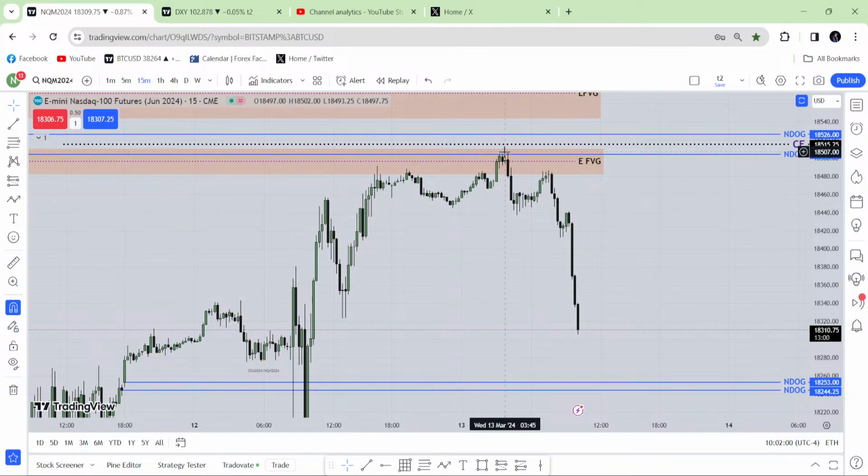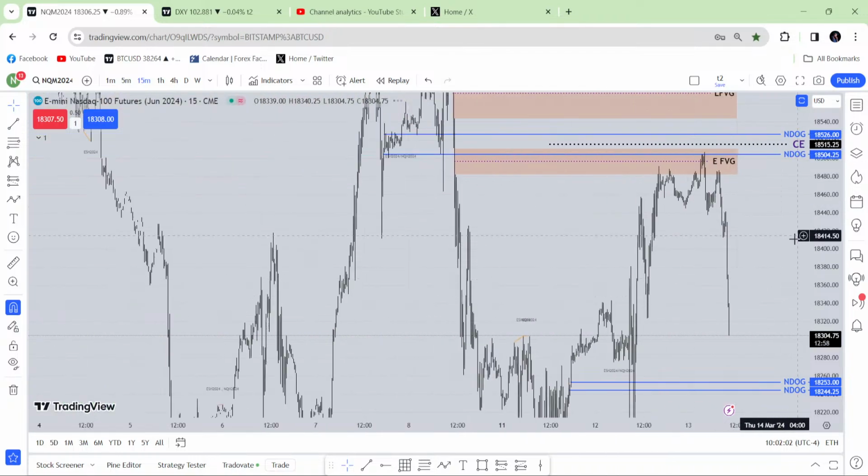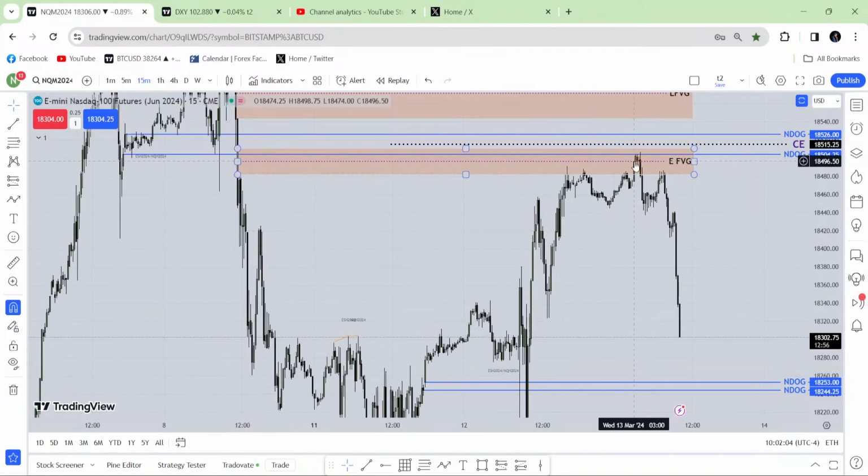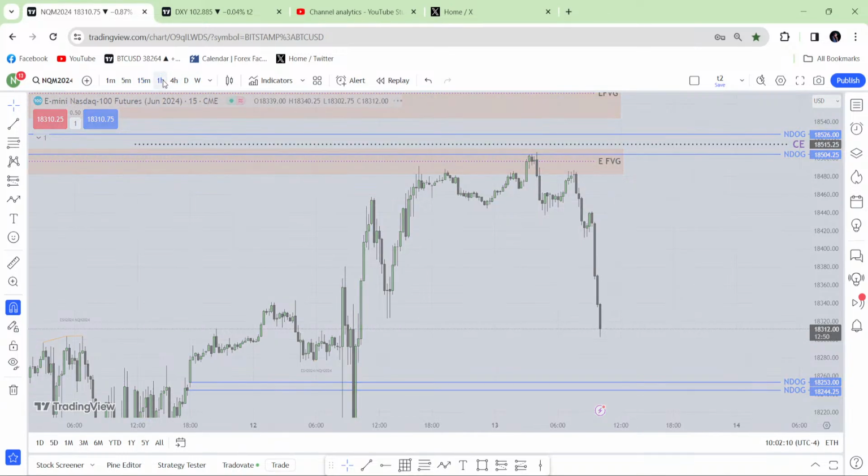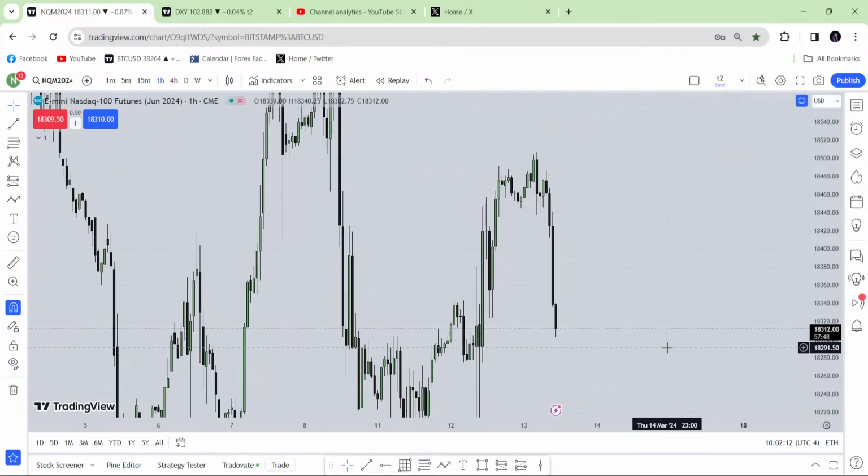Is market reversing from a random area, guys? What do you think? Is it reversing from a random area? Is that random? Oh man, it's fun.